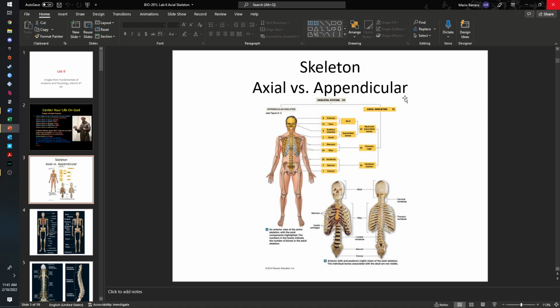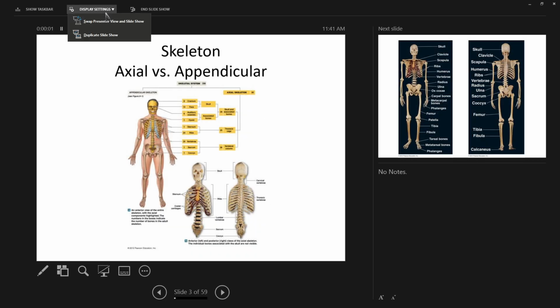The other half of the skeletal system is something we'll be exploring next week. That's going to be the appendicular skeleton. So, when you think of appendicular, I want you to think of appendages, right? Our appendages are the upper and lower extremities, the arms and legs, and that's going to consist of the appendicular skeleton. But like I said, today we're going to be focusing on the axial.